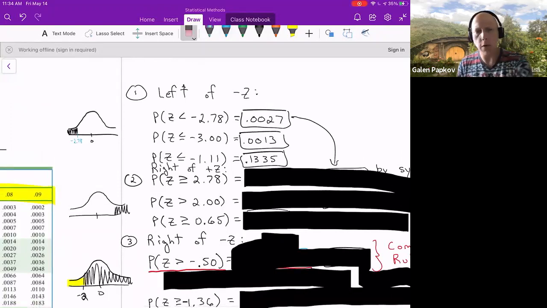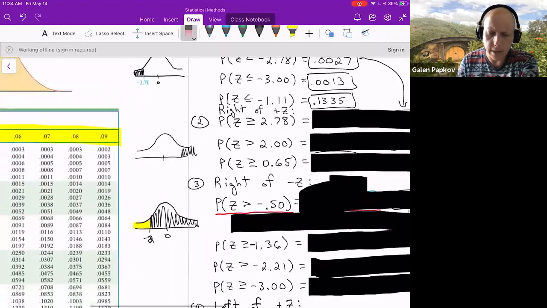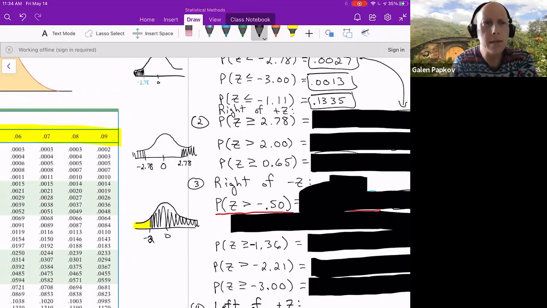But what if you want to the right of a positive one? And so here we want the probability that z is greater than or equal to 2.78. So in that case, we have a picture that looks more like this, and 2.78 is here. Now earlier we had negative 2.78, and we had found this area. Remember that this is standard normal, so it's centered about 0 and symmetric. So how should these two areas compare?